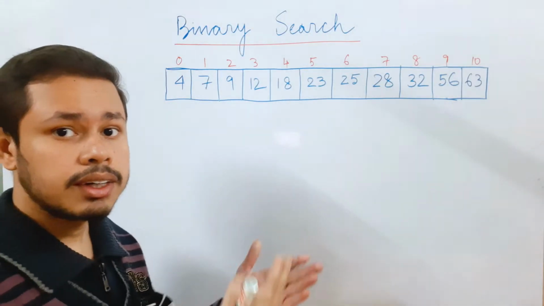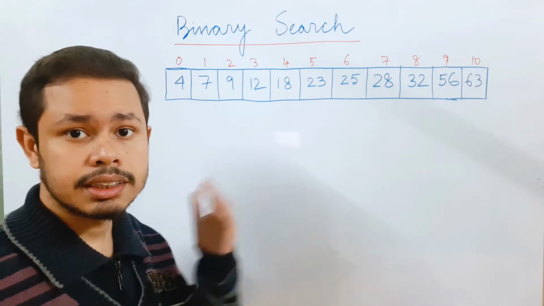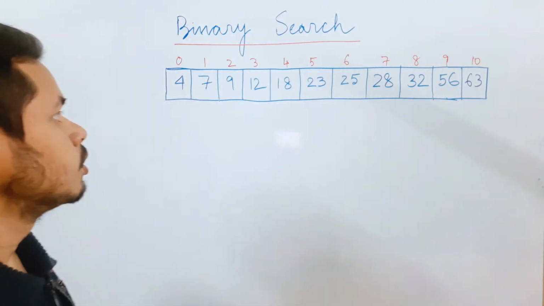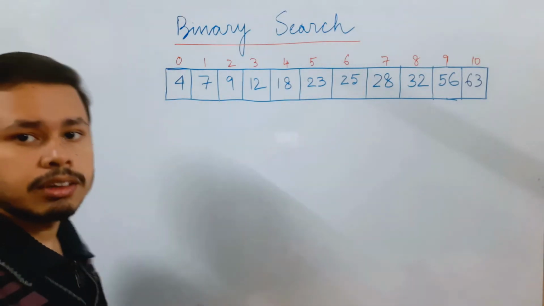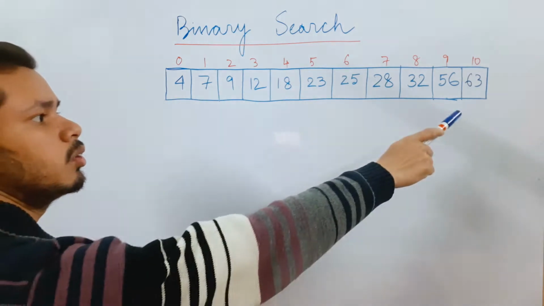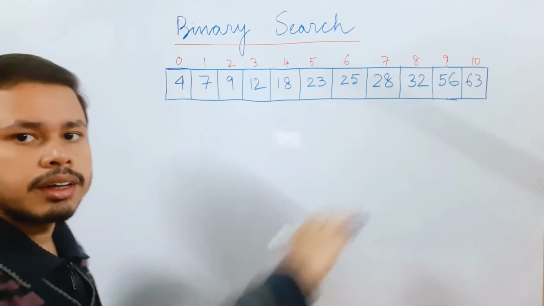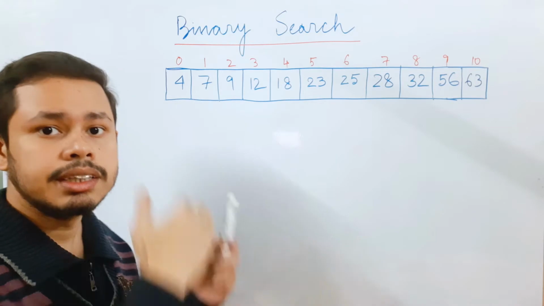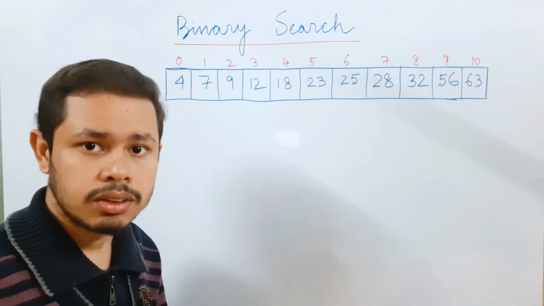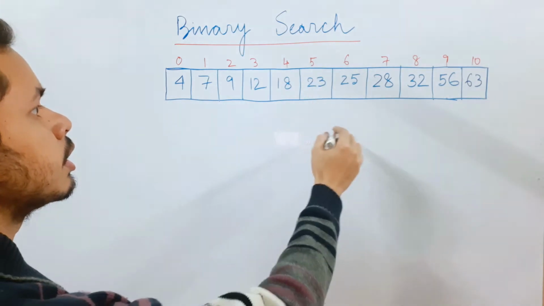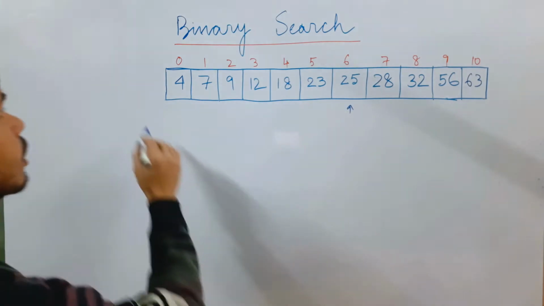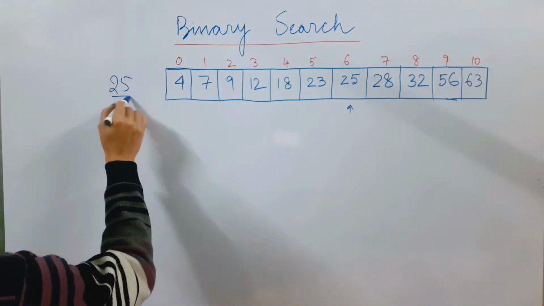In our case the array is sorted from left to right in ascending order. We have a total of 11 elements, starting from index 0 to 10. All are sorted. We have to find an element inside the array efficiently. Let's say I want to find the element 25.